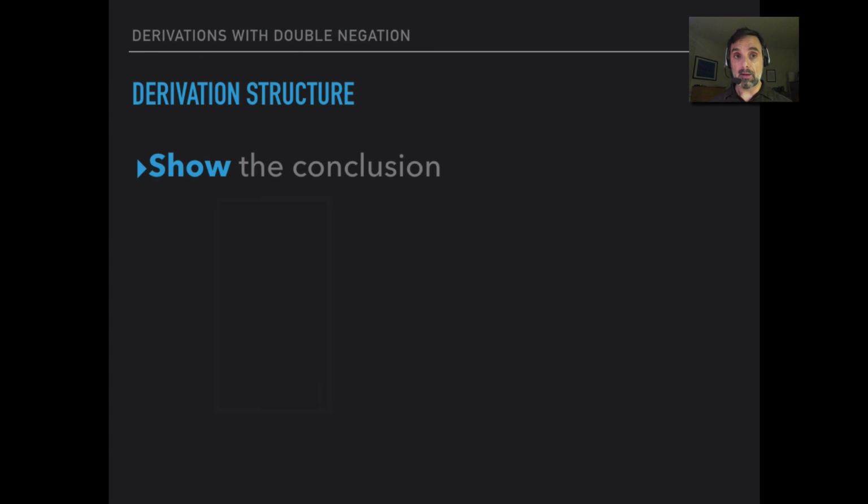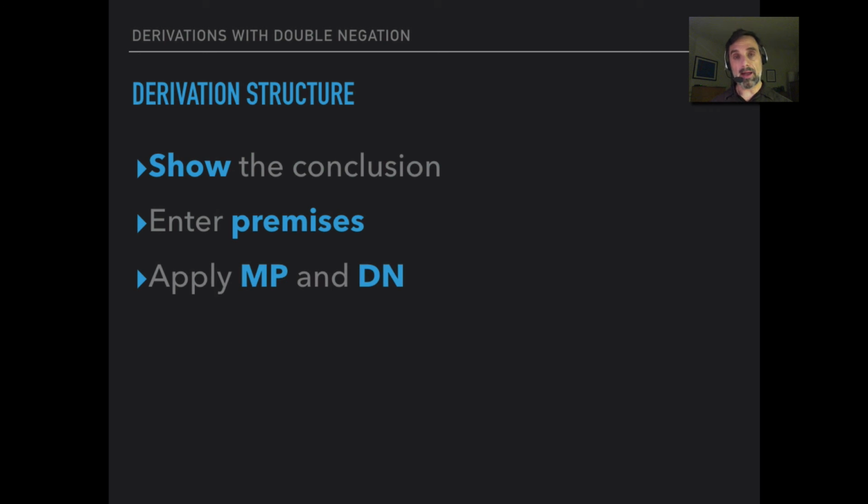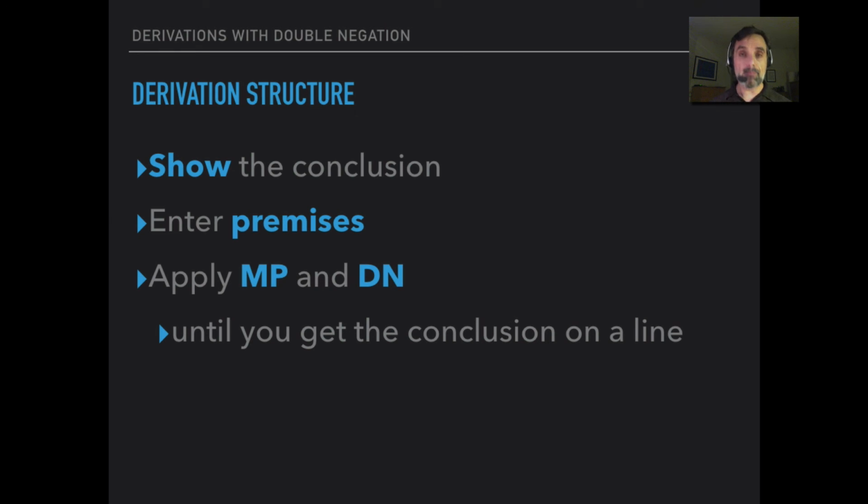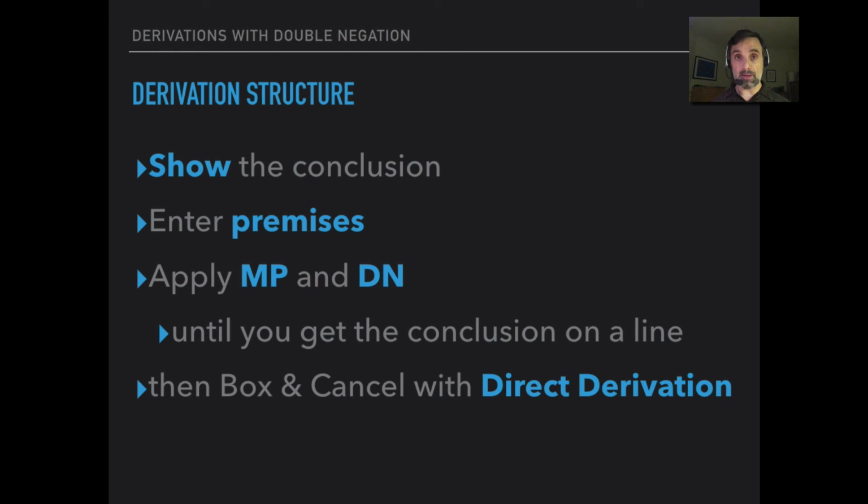So again, show the conclusion, enter the premises, apply MP and now DN if you need to, and you get the conclusion on a line, and you're good to go. Then you'll box and cancel with direct derivation. In another video, I will illustrate derivations that work this way, that involve both MP and DN. You'll find it useful to watch that video. If you have any questions, please let me know.